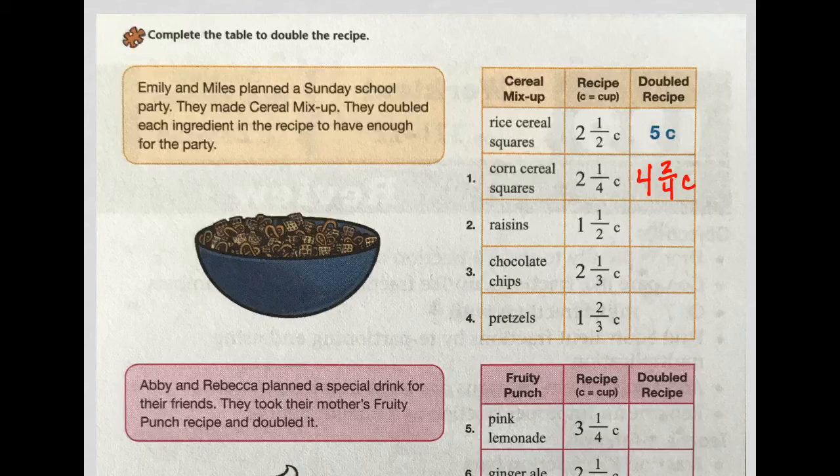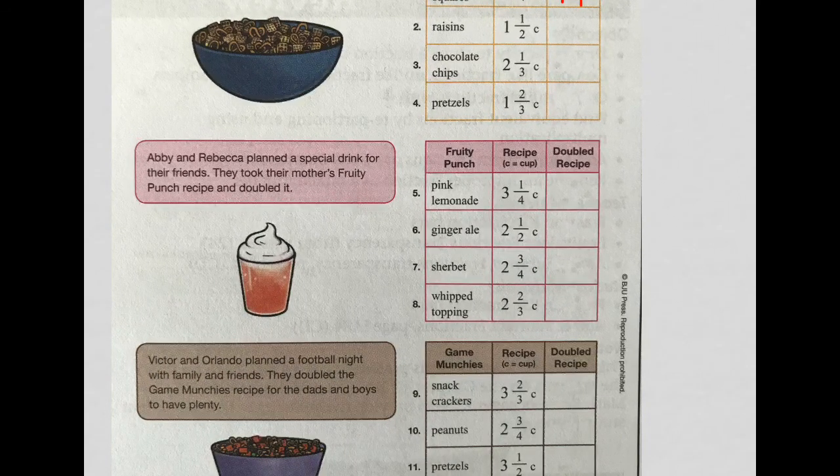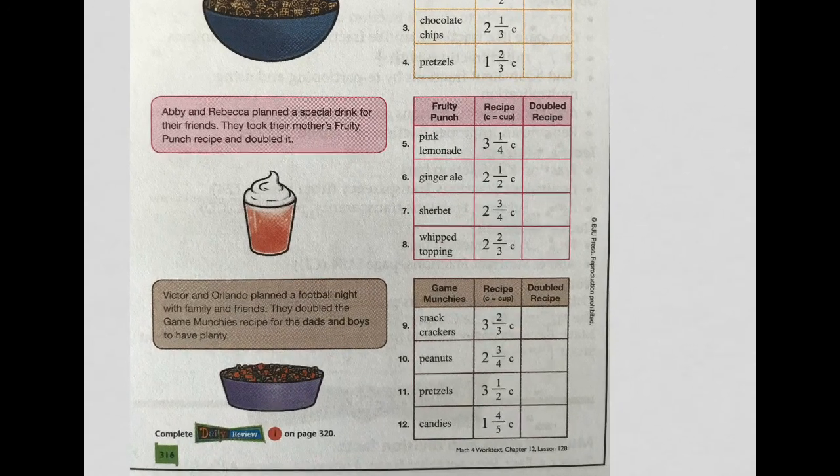All right. Some of you that bake might already know that a 4th cup plus another 4th cup is a half, and that's okay. You could say 4 1/2. That's also correct, because a half is another way to name 2/4. Okay, so you're going to figure out the rest of this recipe, then you're going to double the Fruity Punch recipe, and then the Game Munchies recipe. And then turn that in, and you also need to do your homework page 233 so that you can have lots of practice.